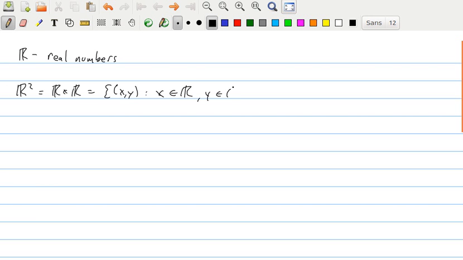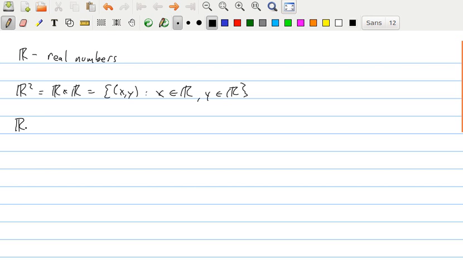We'll start out with a little bit of notation. First off, this symbol R, a blackboard bold R, means the set of real numbers. You've been dealing with the set of real numbers all throughout Calc 1 and 2. R2, we can think of as R times R. What this means is the set of all points x and y, so that x comes from R, that is the first R, and y comes from R, which is the second R.